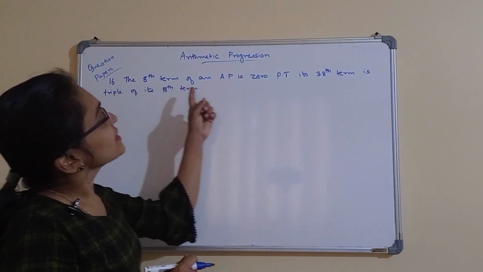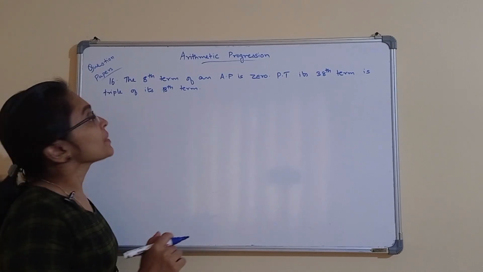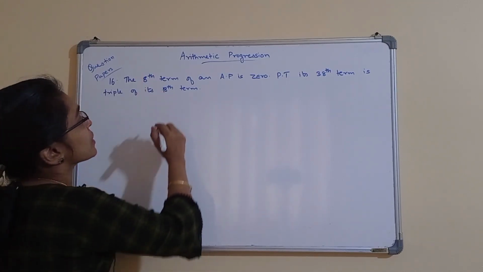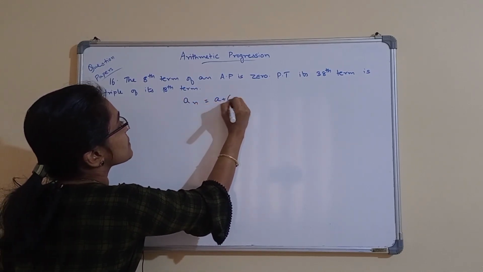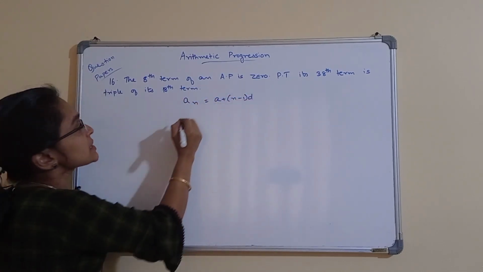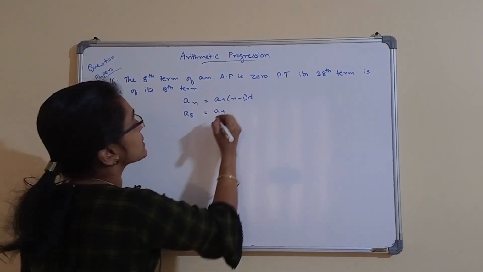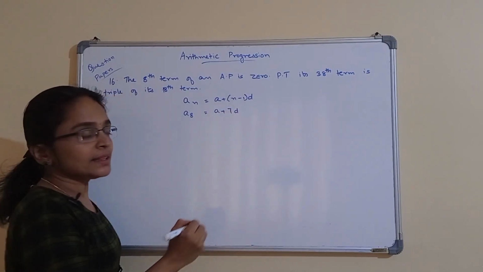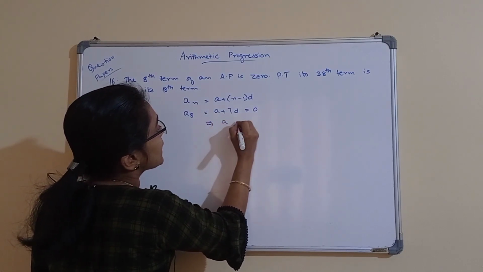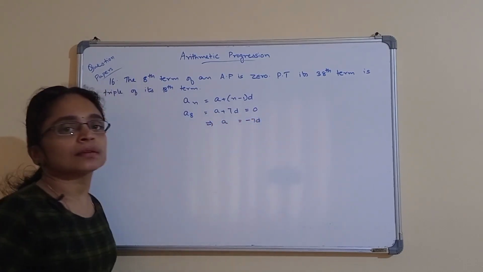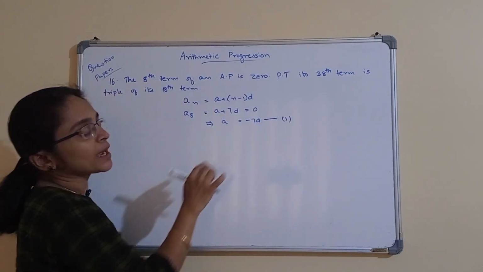16th question. 8th term of an AP is 0. Prove that its 38th term is triple of its 18th term. 8th term of an AP is 0. And the formula for nth term is an equal to a plus n minus 1 into d. Which means a8 is equal to a plus 7d. And given that it is equal to 0, which implies a equal to minus 7d. Okay, so let us consider this as equation 1. a equal to minus 7d.